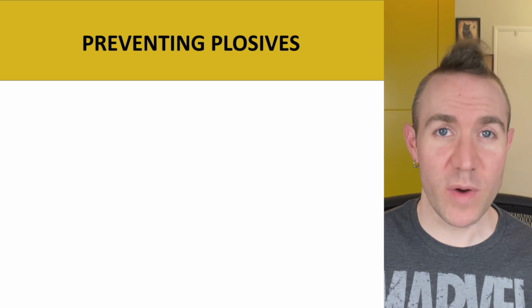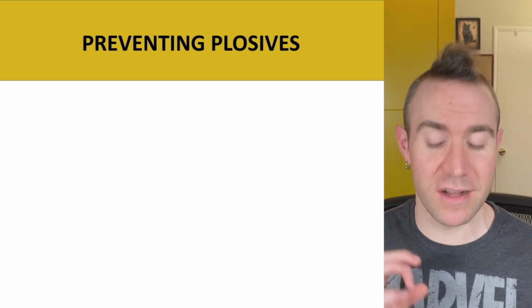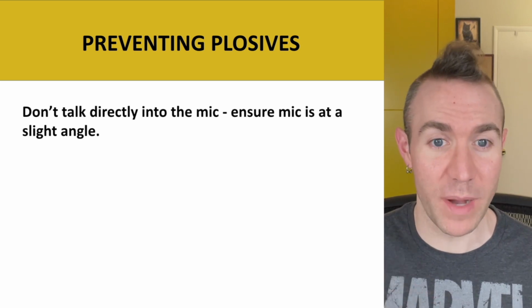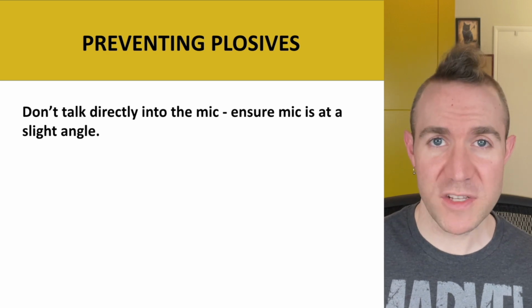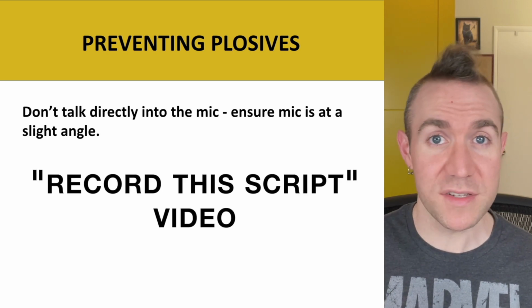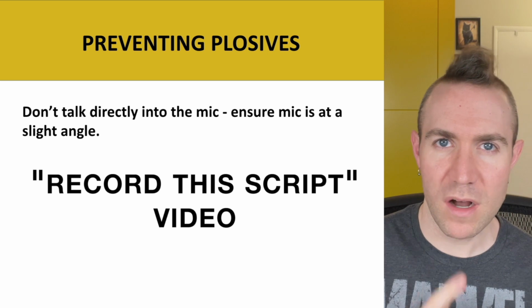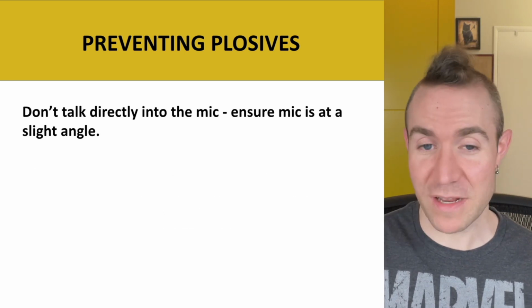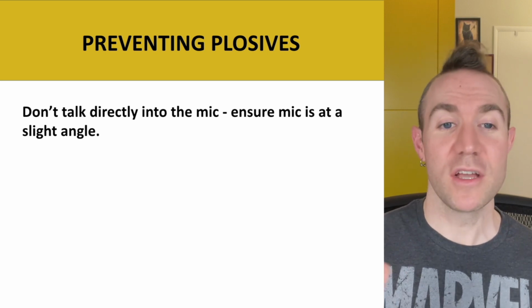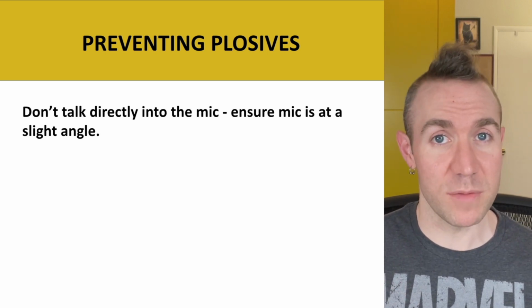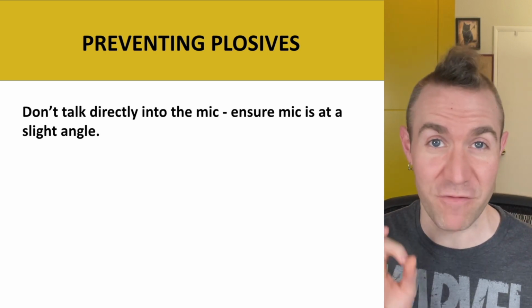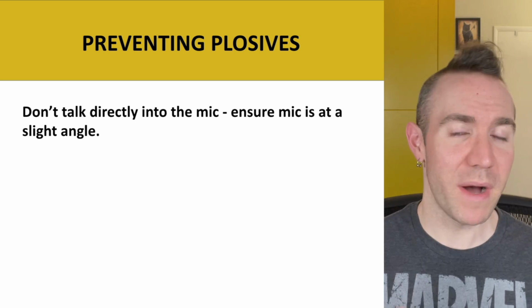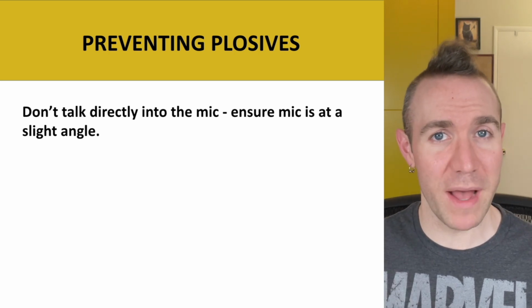Hands down, the easiest way to prevent plosives is to ensure you're not talking directly into the microphone. Remember all the microphone placement details we covered in the record this script video? Oh, you don't? Oh, that means you skipped and you cheated. Just kidding. I know people are going to click around all over this course, but go watch the video, record this script, because we cover microphone placement in very great detail. But in short, the mic should be slightly off to the side of your mouth at an angle.